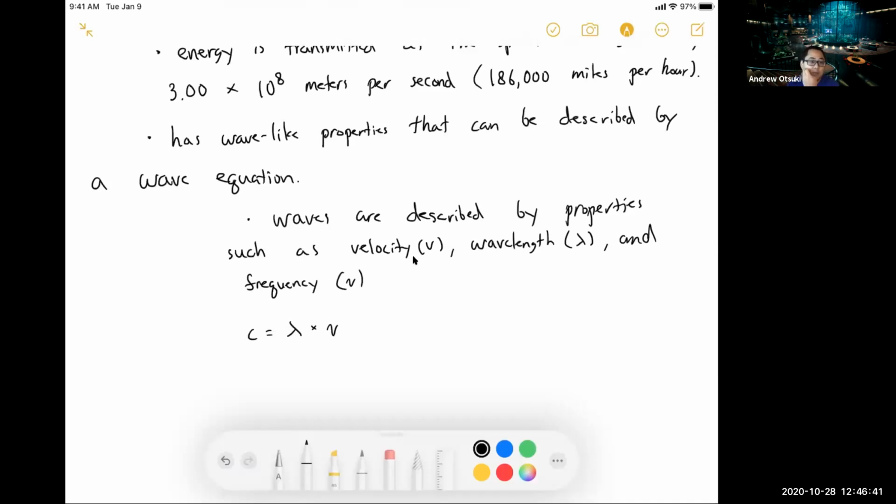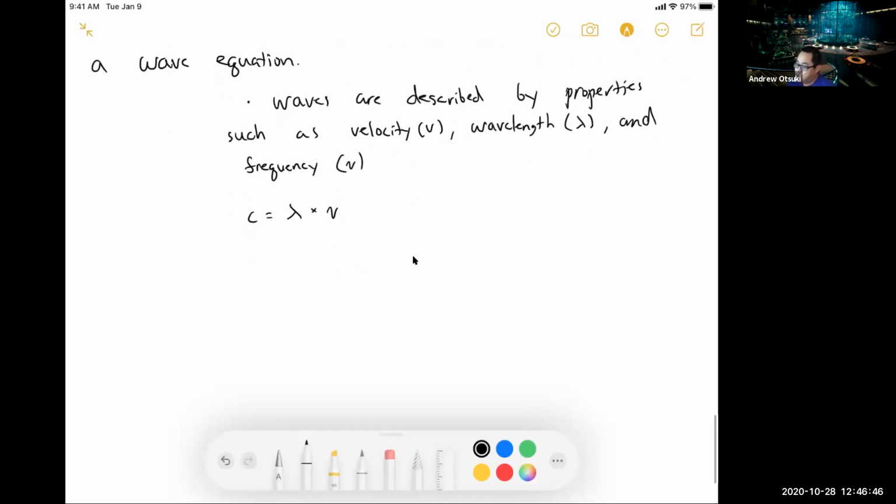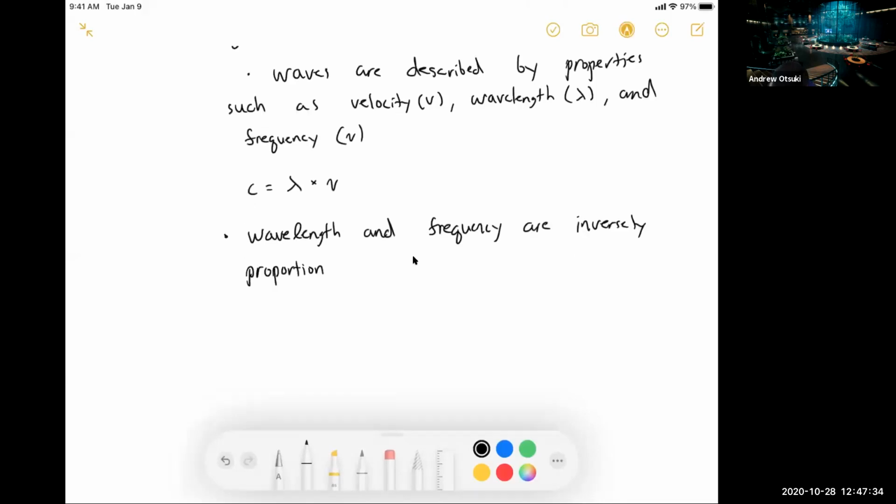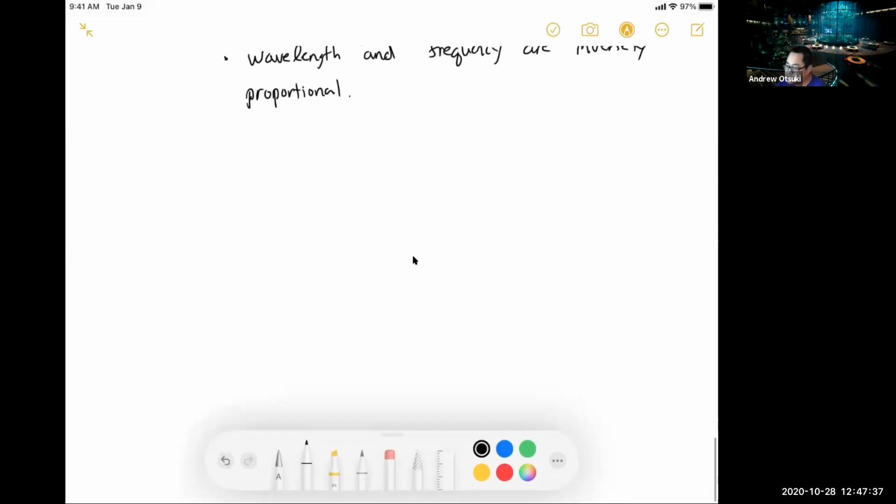And I believe we can actually draw this right now. So what we should take away is that wavelength and frequency are inversely proportional. And we can visualize this in a graph.